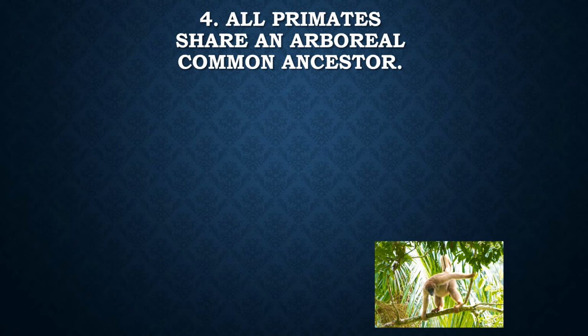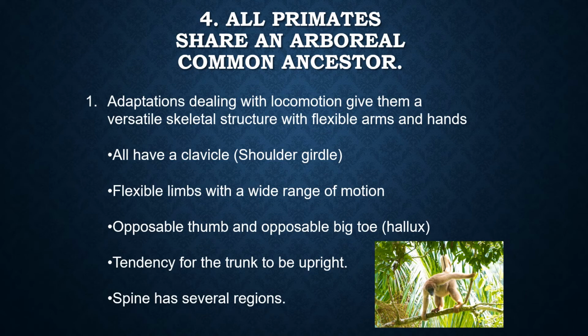So all primates share an arboreal common ancestor, and we have adaptations that deal with locomotion and give primates a versatile skeletal structure with flexible arms and hands. All primates have a clavicle and a shoulder girdle, right? This is what gives us the ability to rotate our arm all the way around, right? This is our shoulder joint. We have very flexible limbs with a wide range of motion. We have an opposable thumb and an opposable big toe. Your opposable thumb is called your pollex. Your opposable big toe is called your hallux.